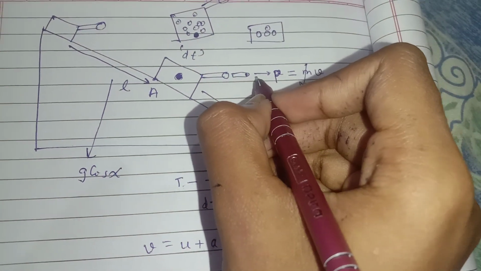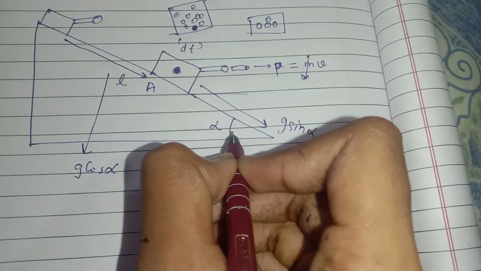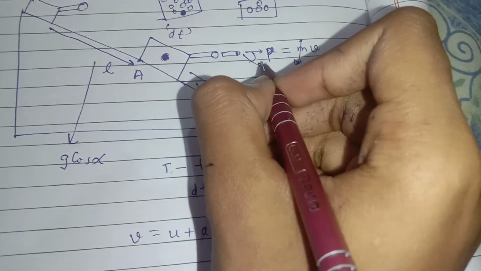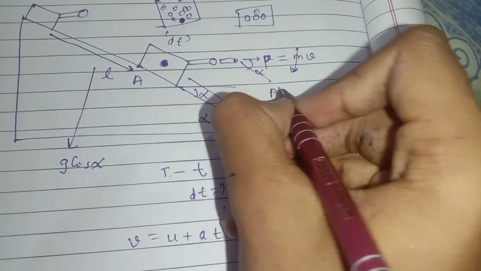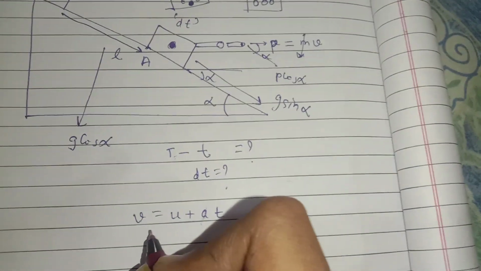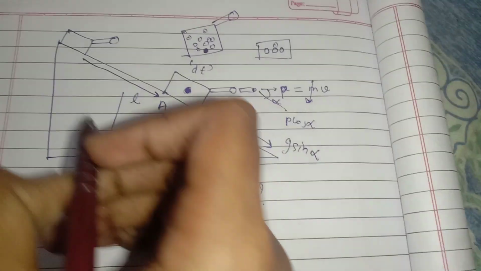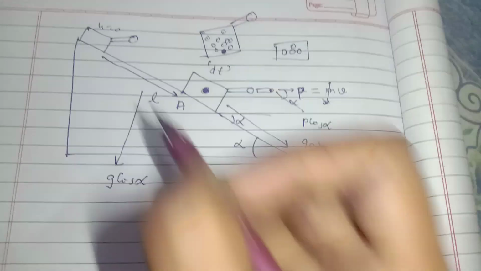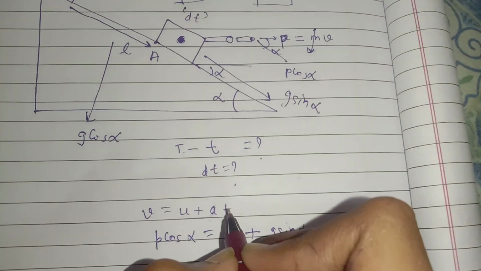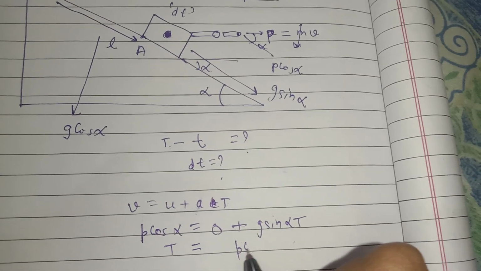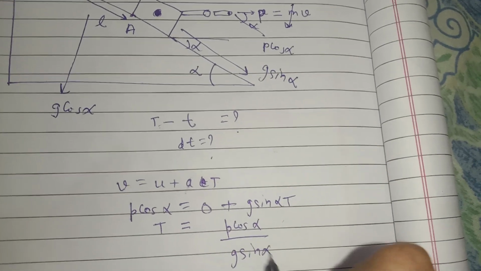If this is alpha, then this will also be alpha by corresponding angles, and so this will be p cos alpha. We write the equation of motion: final velocity will be p cos alpha, equal to the initial velocity of the bullet, which was 0 as it was released from rest, plus acceleration g sin alpha times capital T. We get the value of capital T as p cos alpha upon g sin alpha.